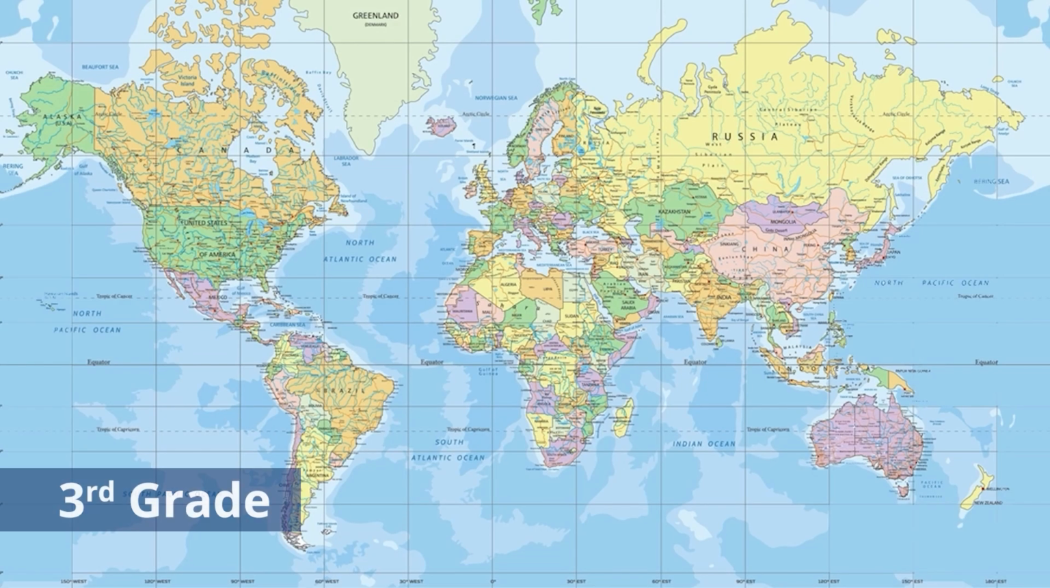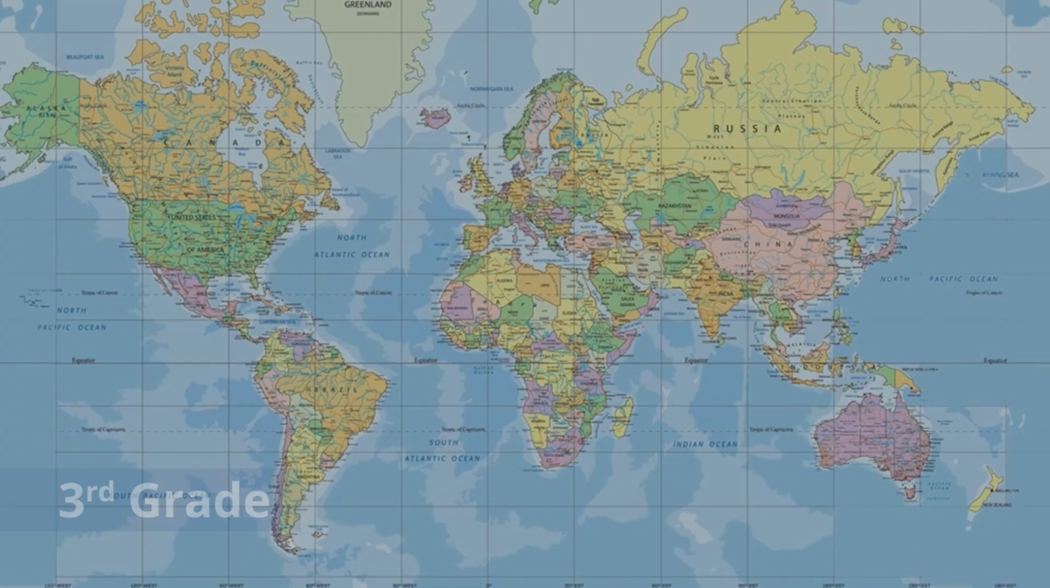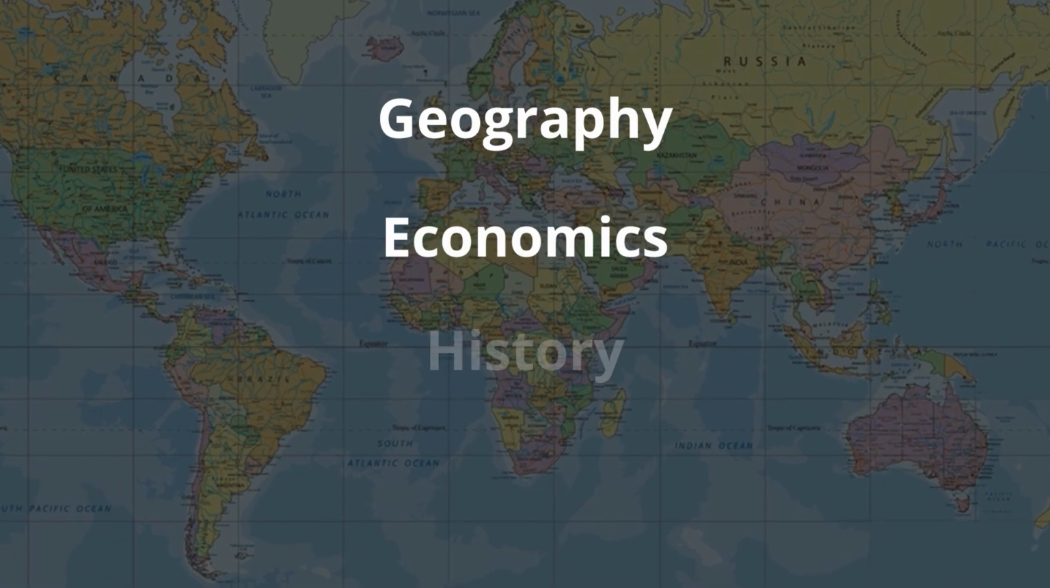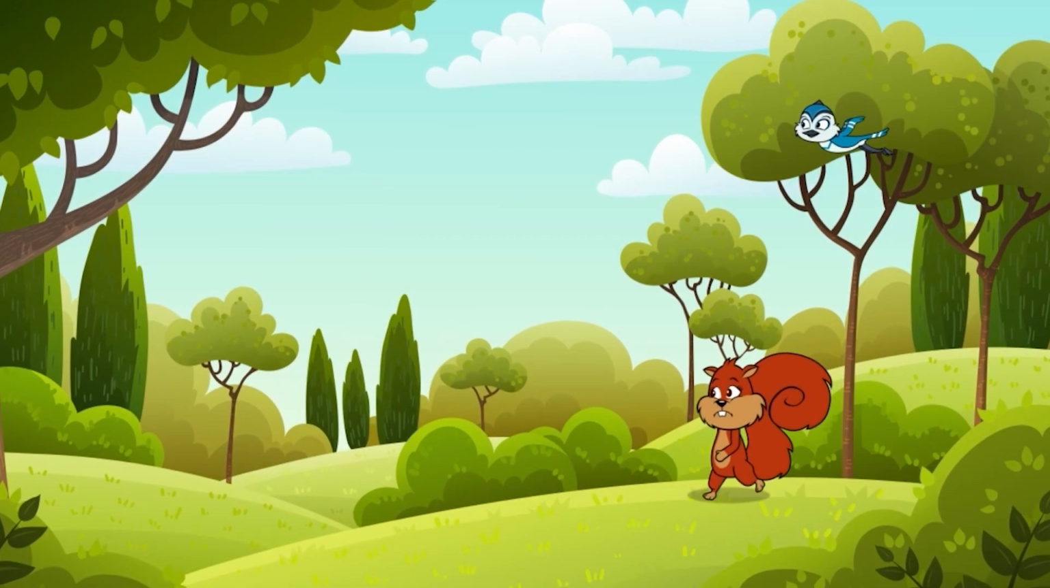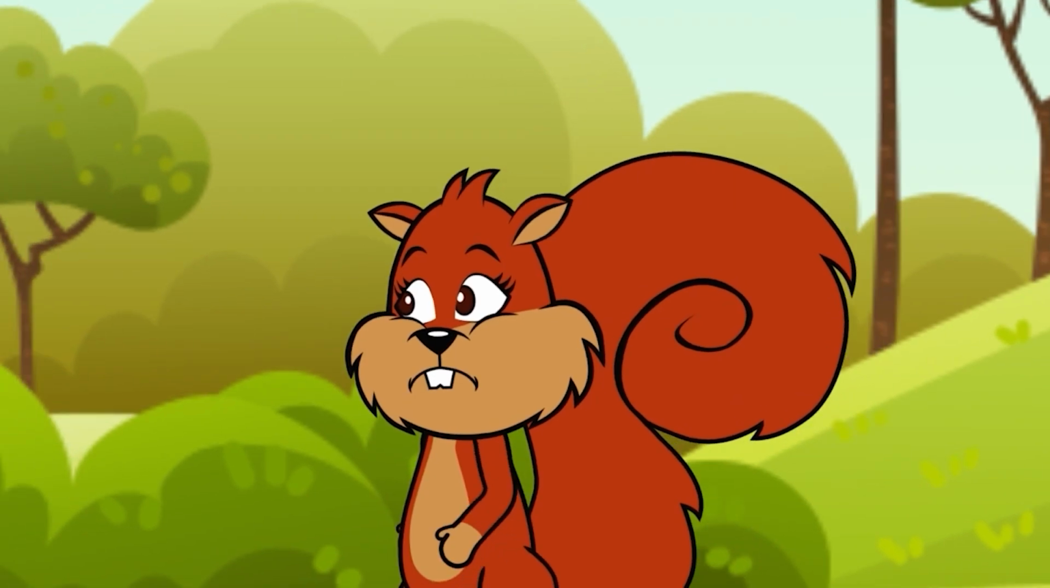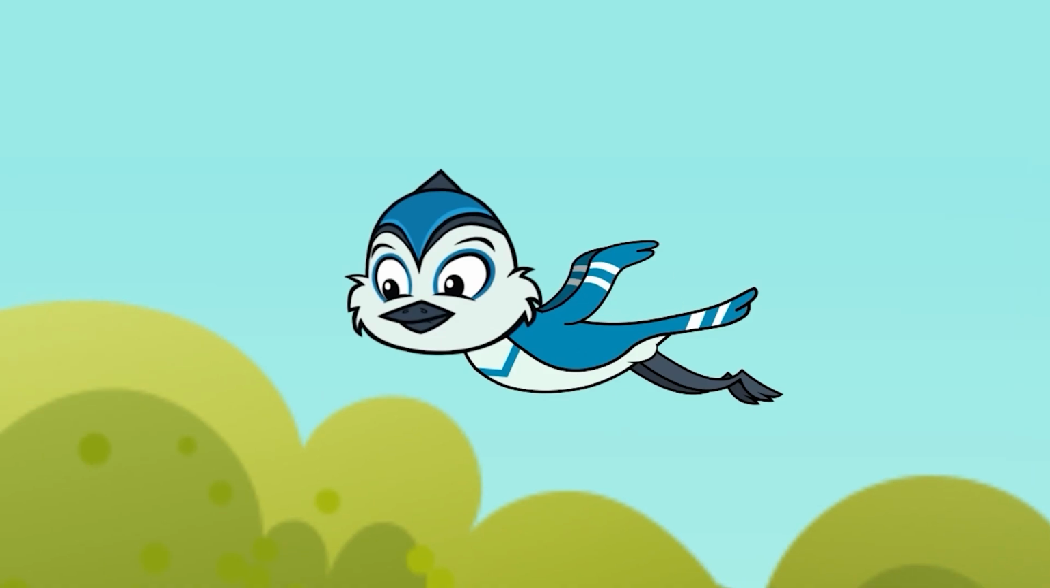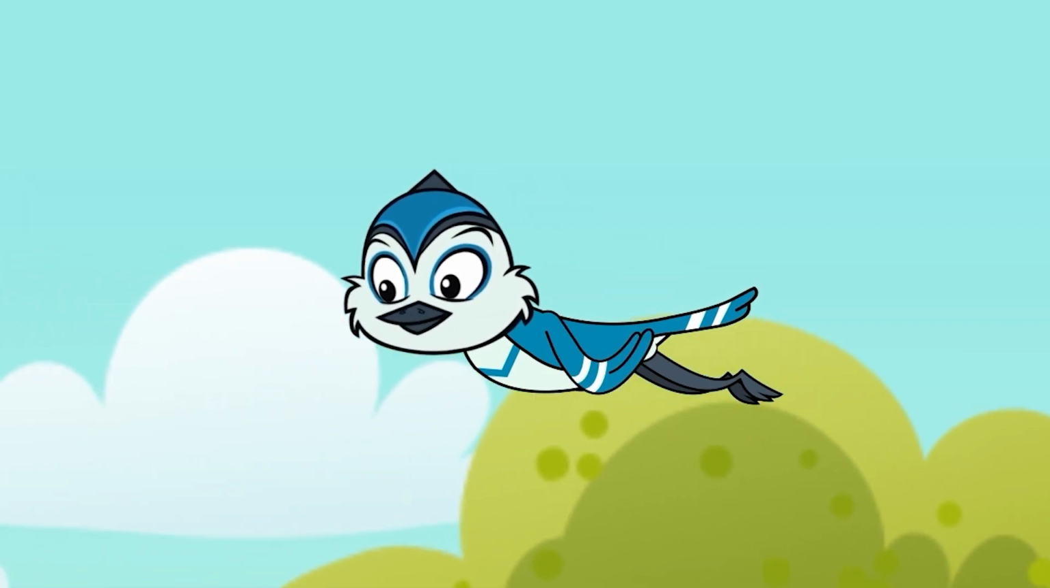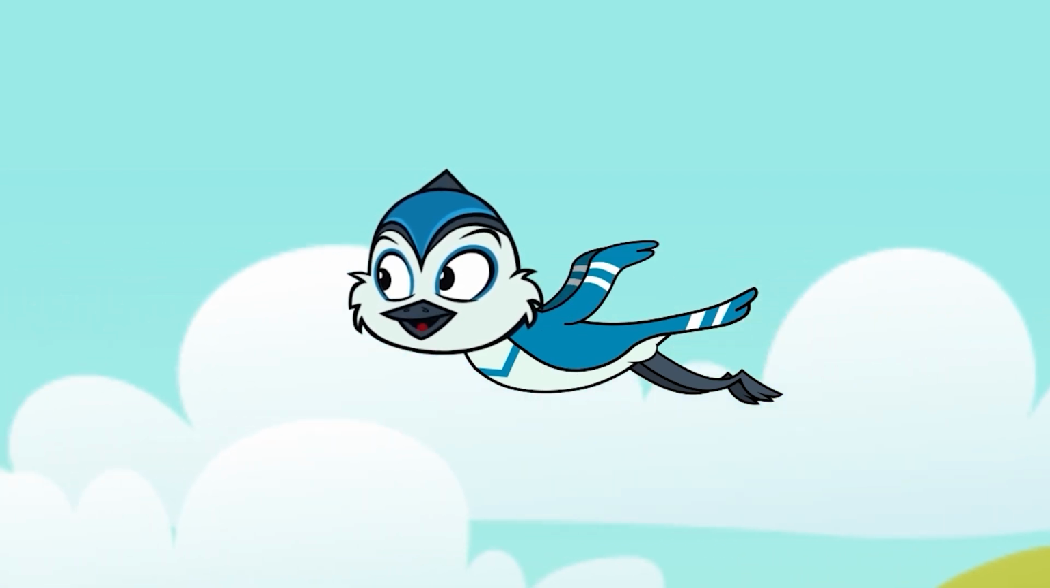In 3rd grade, students dig into the 4 themes of social studies: geography, economics, history, and civics. This lesson comes from the chapter Tools for Exploring Earth in 3rd grade. Students explore the compelling question, how are maps used to explore the world?